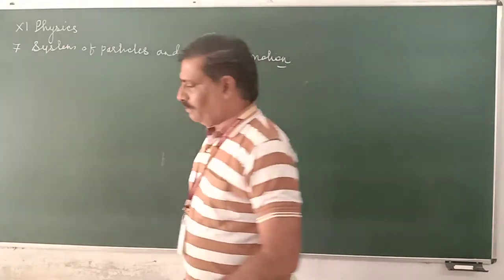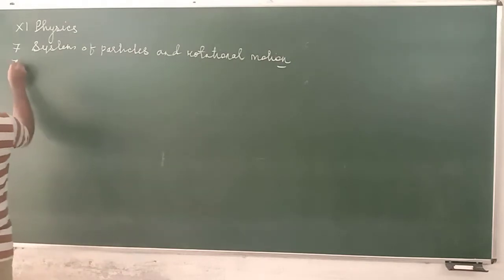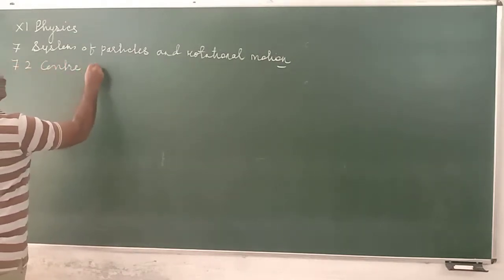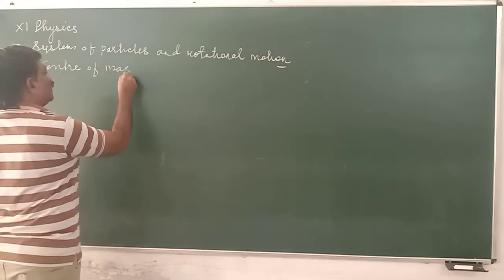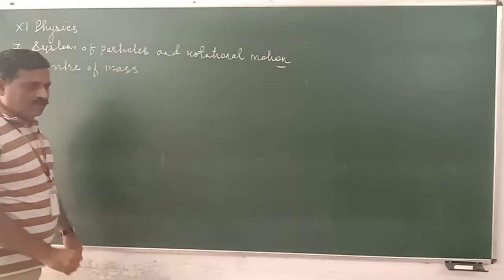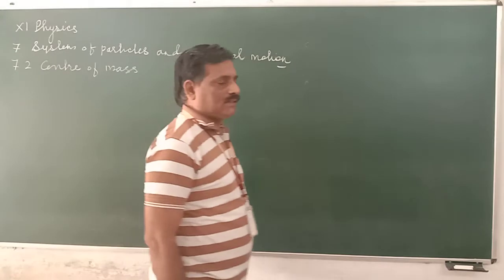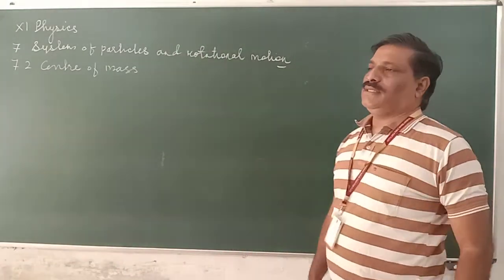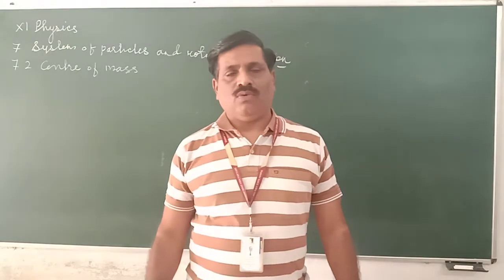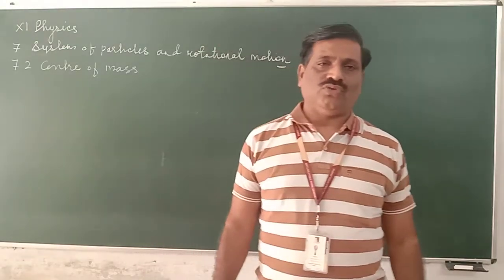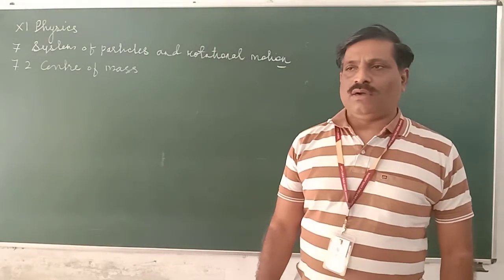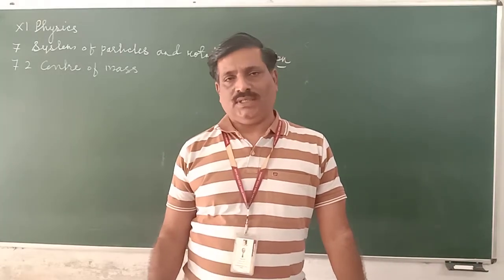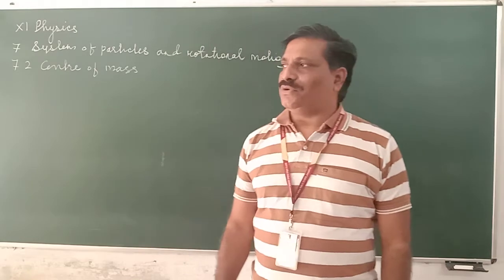What is the meaning of center of mass? It is 7.2, center of mass. If you ask the definition, the center of mass is a point where the whole mass of a body is supposed to be concentrated in order to study its motion in accordance with Newton's laws of motion. This is the definition of center of mass.